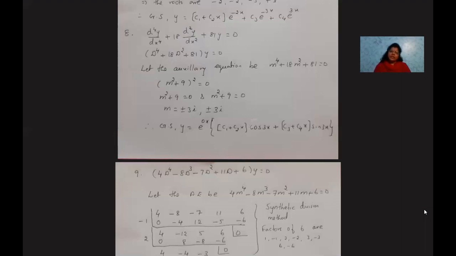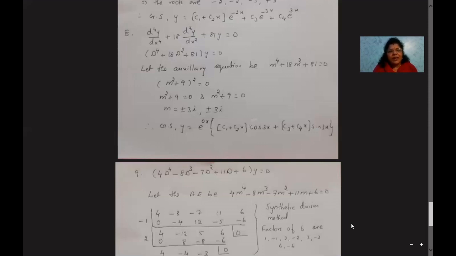It's a quadratic equation which can be written as x plus 9 the whole square equal to 0. What is x we have taken? m square. Thus I have obtained m square plus 9 the whole square equal to 0. This can be written as m square plus 9 equal to 0 and m square plus 9 equal to 0, two times. So when m square plus 9 equal to 0, m equal to plus or minus 3i, and likewise plus or minus 3i. Both the roots are complex, but both are repeated. So this comes under case number 5.